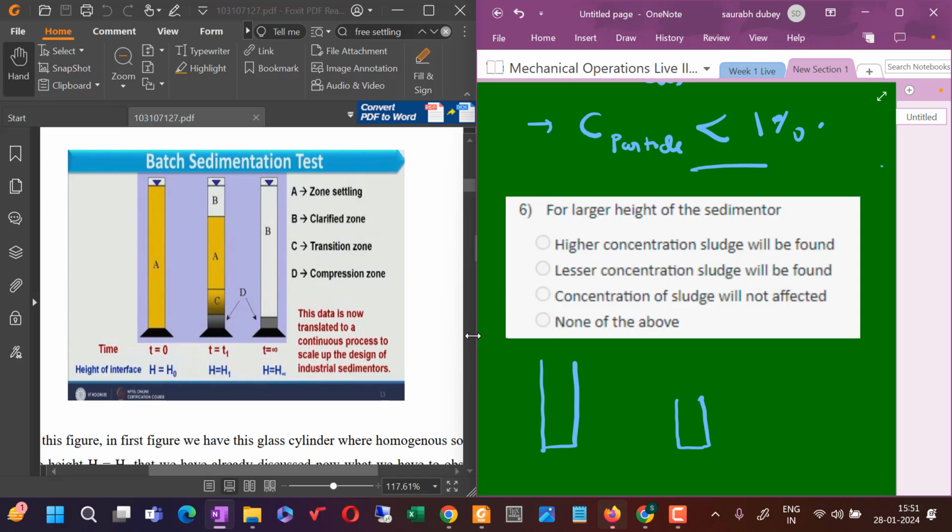So case 1, case 2, what will be the correct answer? Anybody? You just read the question and attempt if you feel like.